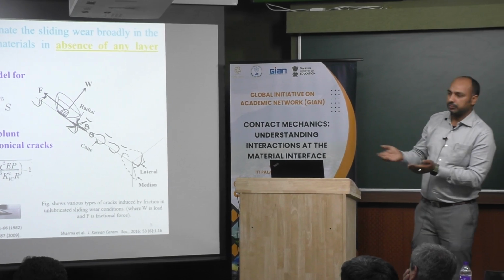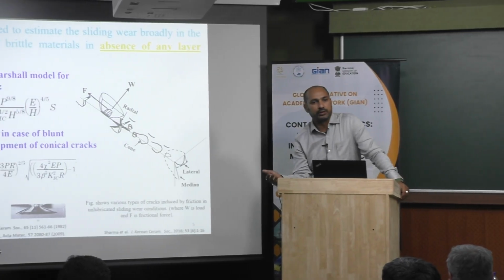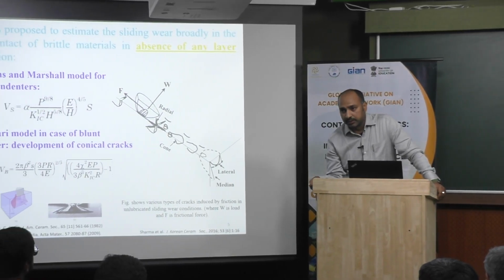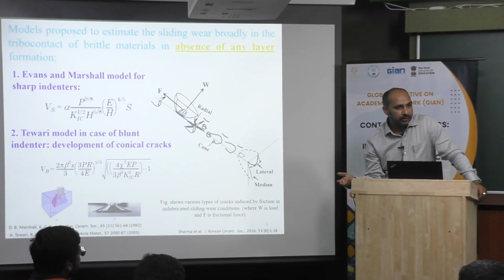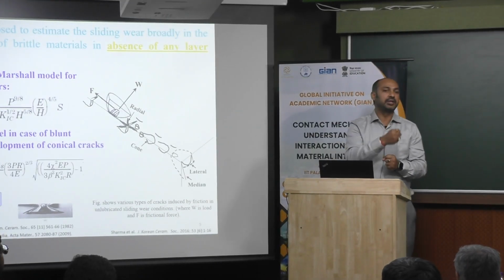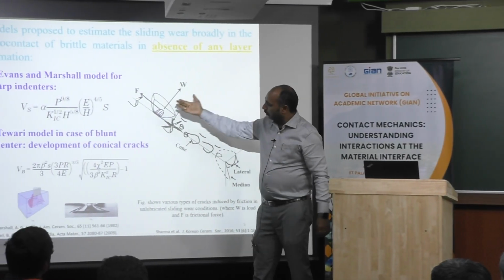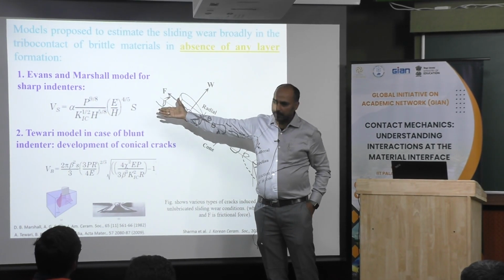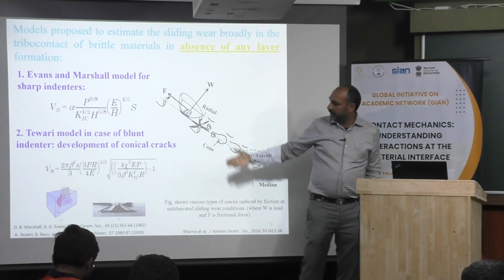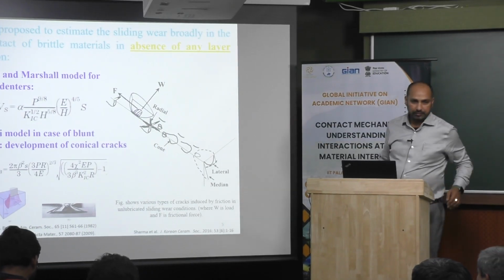So you have to consider what type of material you are choosing. If it is, let's say, metal, then you have to go for K2C. But if it is ceramic, ceramic fractures easily in tensile mode, K1C. So for wear volume of ceramic in sharp indenter mode, we consider K1C, and the same model has been modified for blunt indenter by Tewari and others.